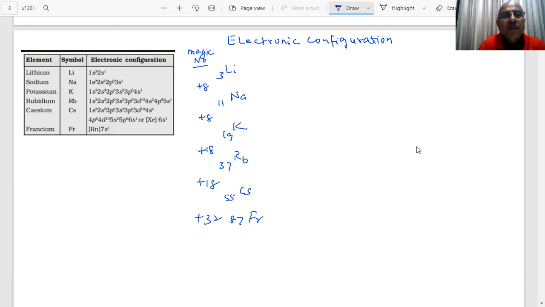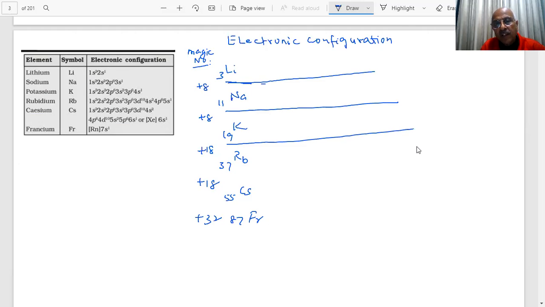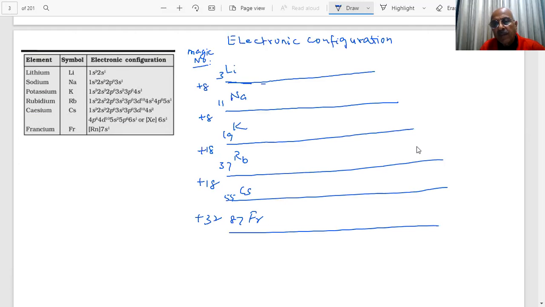These are called magic numbers by which I can do this. Do you understand magic numbers? 8, 8, 18, 18, 32. Note it down. Okay, let's see how I will write the electronic configuration of these elements, students. They may ask you in the paper. This is radioactive. We are not interested to study much about it.